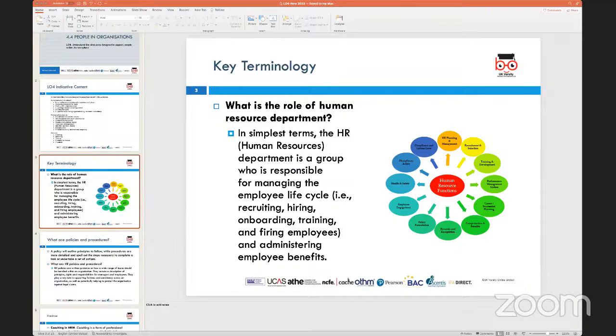So the question is, we want to look at what is HRM and what is HRD. What is the difference between the two? These terms are used interchangeably from time to time. What we want to do is understand what is HRM and what is HRD. Any ideas, any initial or simple thoughts?